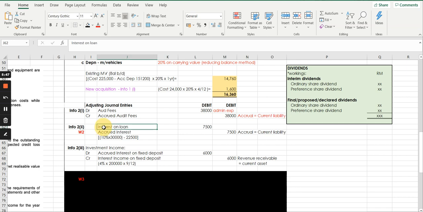The second information is on interest on loan. Remember, interest on loan from MARA.